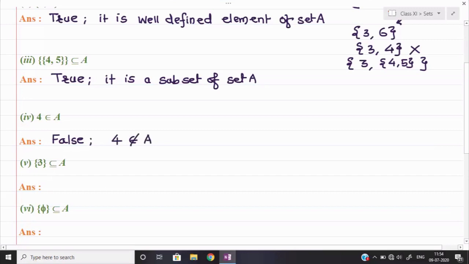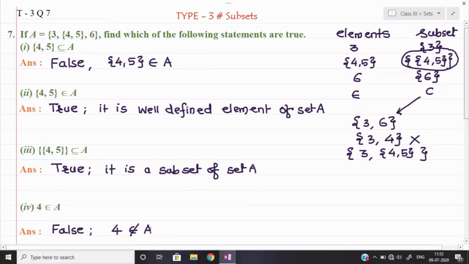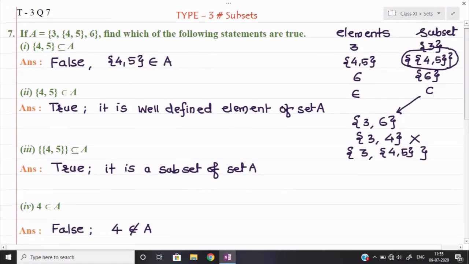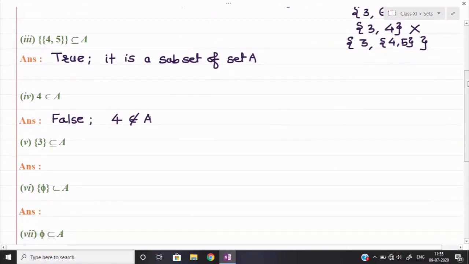Curly bracket 3 is a subset of A. Yes, you can check here, we have mentioned earlier, {3} is a subset of A. Look at the subset column. So here we can say that yes, it is true. You can write down the answer true because it is a subset of set A. I am not wasting time on writing the reasons.